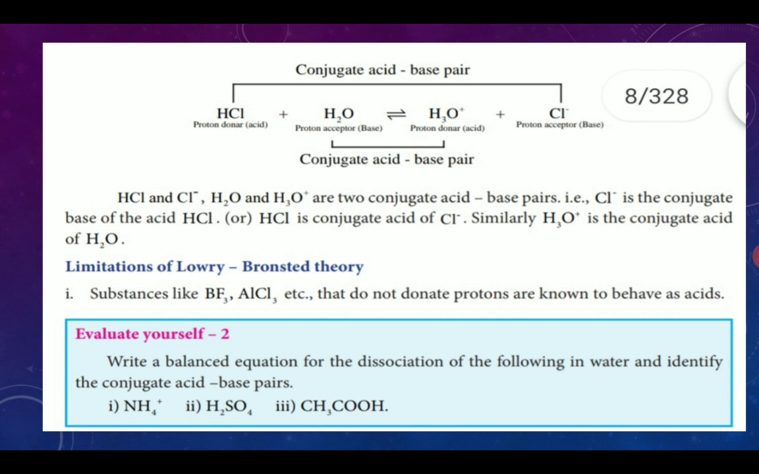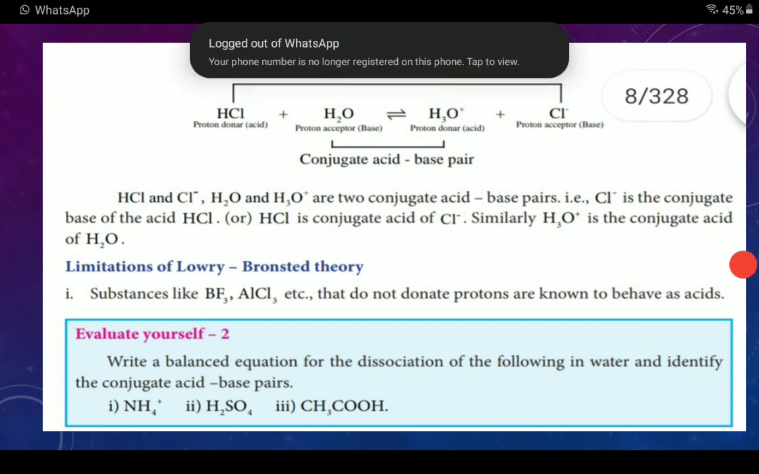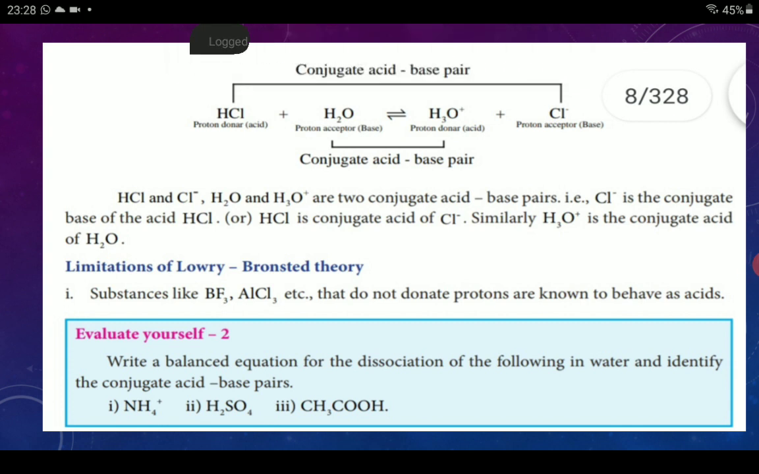So, the limitations of this theory. Substances like BF3, boron trifluoride, and AlCl3, aluminum trichloride, do not donate protons, but they are known as acids. How is this so? This explanation is not given by the Lowry-Bronsted theory.